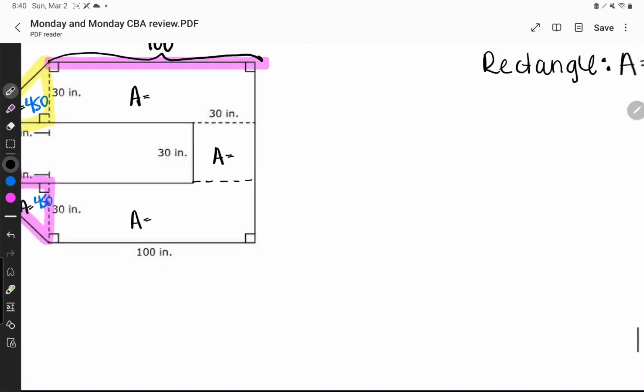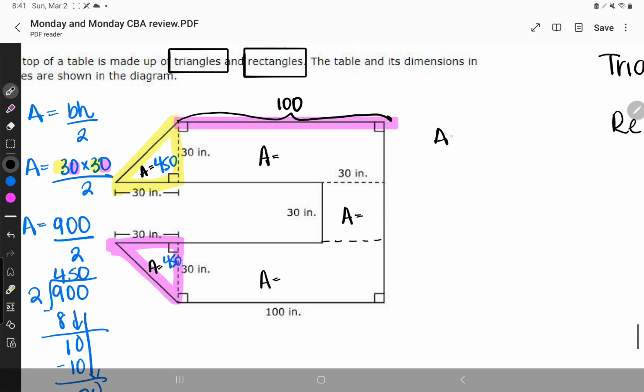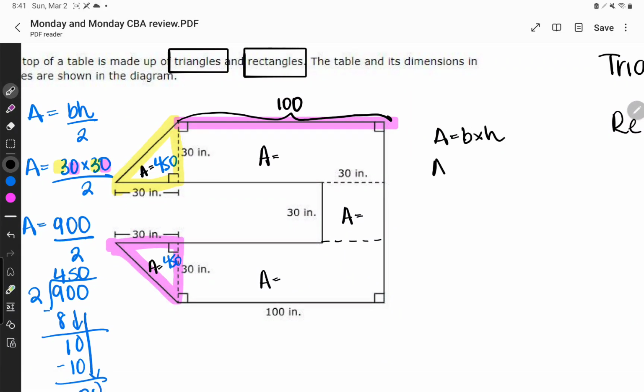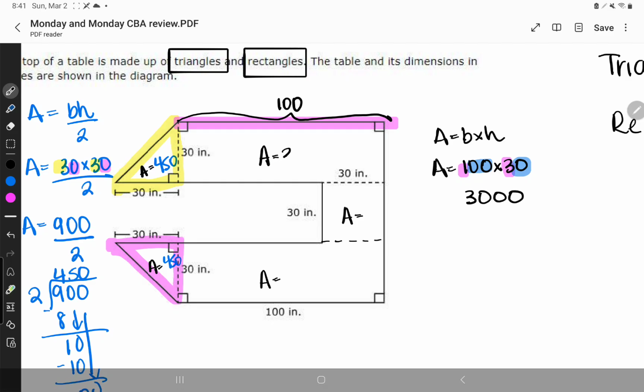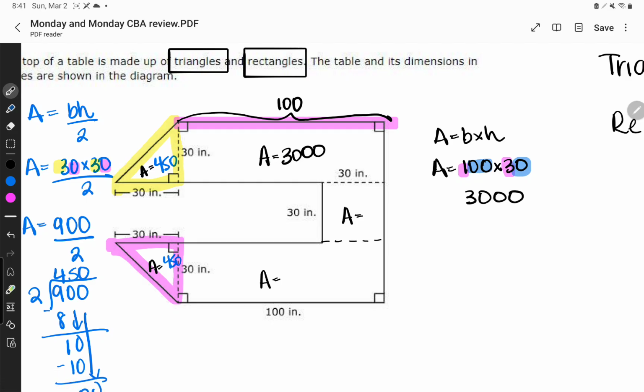So then remember, this is a rectangle. And for rectangles, I just do area equals base times height. So I would do what? Area equals 100 times 30. Remember, to make this faster, we'll start just by doing 1 times 3. And that gives me 3. And then we'll attach on our 2 zeros there and our 1 zero there, which gives us a total of 3 zeros. So the area here equals 3,000. And if you look down there at the bottom, we have another rectangle that has a base of 100 and a height of 30. So this one right here is also 3,000.